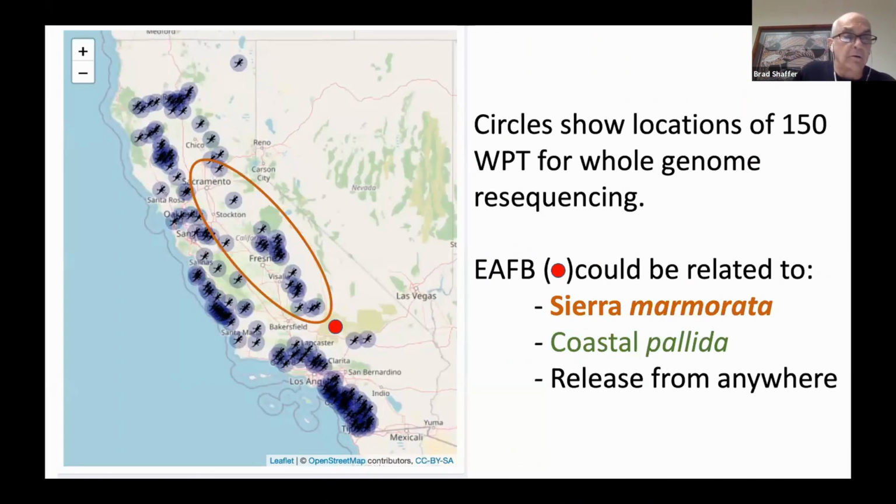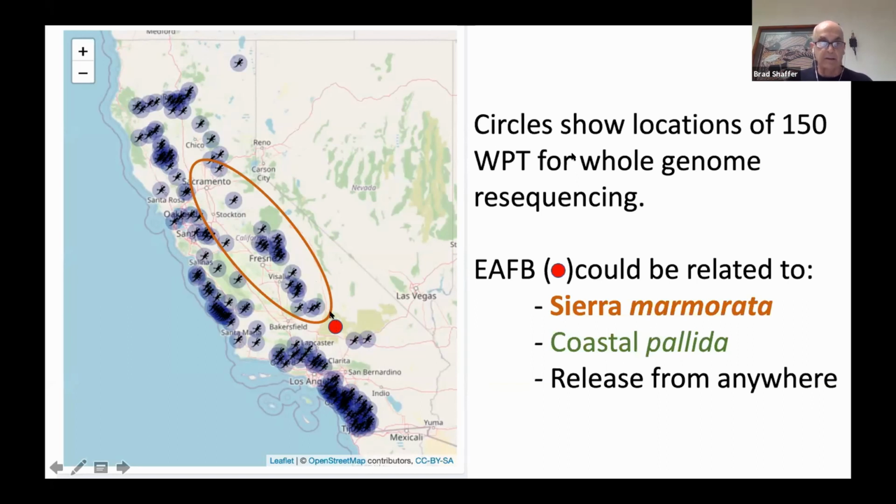So for a different project, one of the things Peter and I are doing is taking a collection of about 150 Western pond turtles from across the state of California. And we're resequencing them. So those are sort of our red dots, if you will, on this map. We're sequencing them for their entire genome, okay? And we can then use that as a reference set, and we're in the middle of doing that work right now, to compare to the Edwards Air Force Base animal shown here in red.